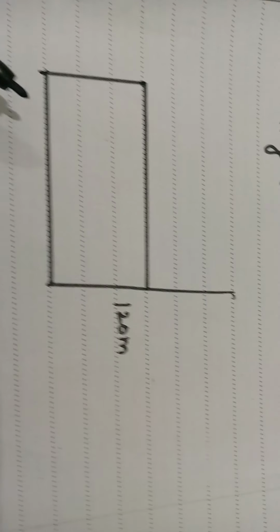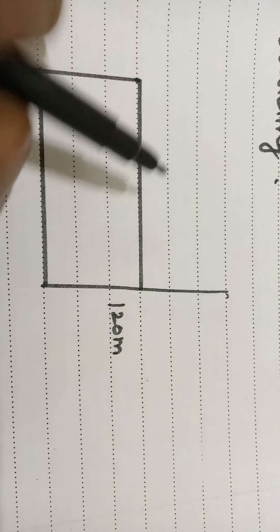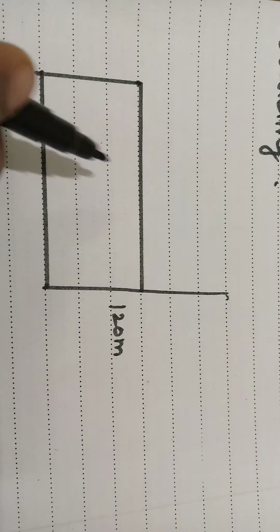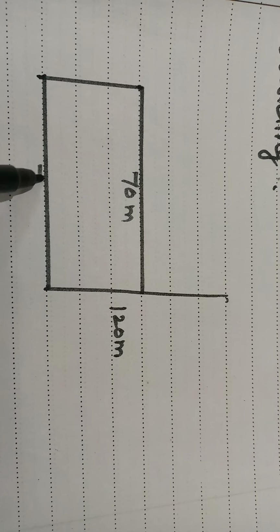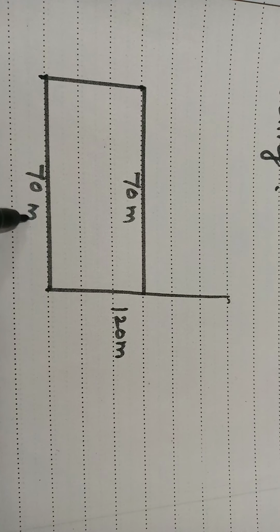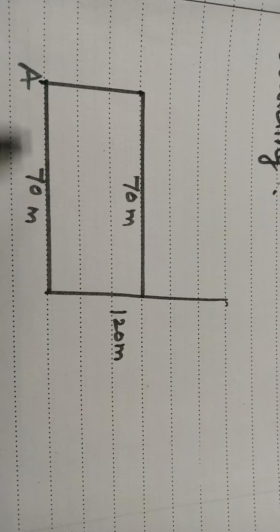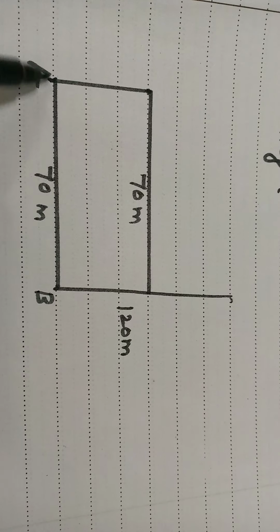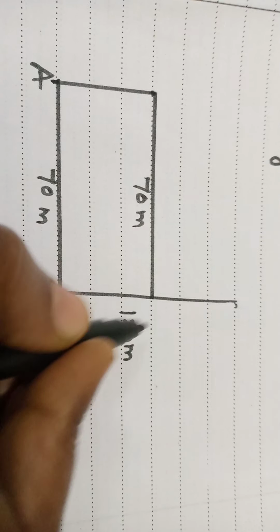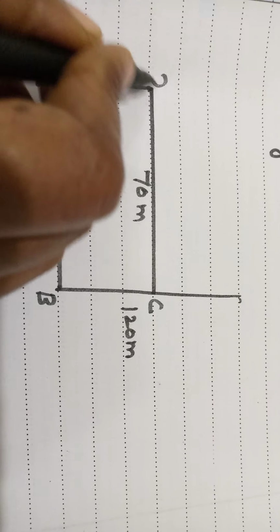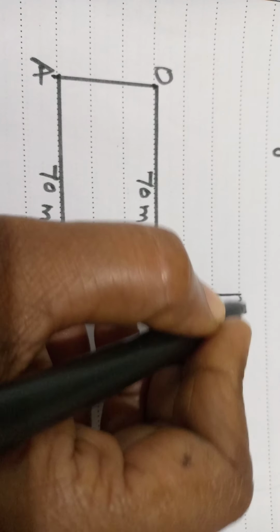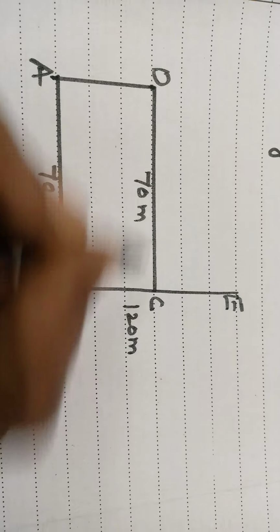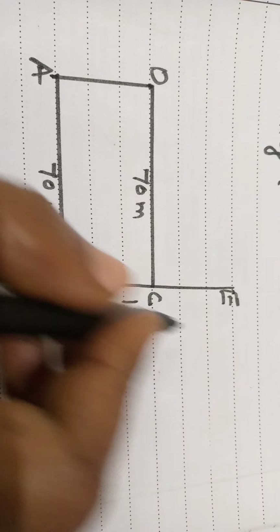What is given now? The horizontal distance between the two buildings is 70 meters, so this distance will be 70 meters. Let us name it here. AB is the distance between both buildings. Here let us name C, D, and E. So AD is the first building and BE is the second building.